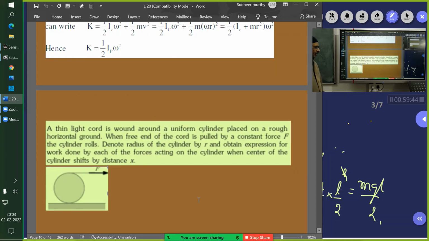Enjoy this. A thin light cord is wound around in form. Around here, handle it very professionally. You handle all of it.